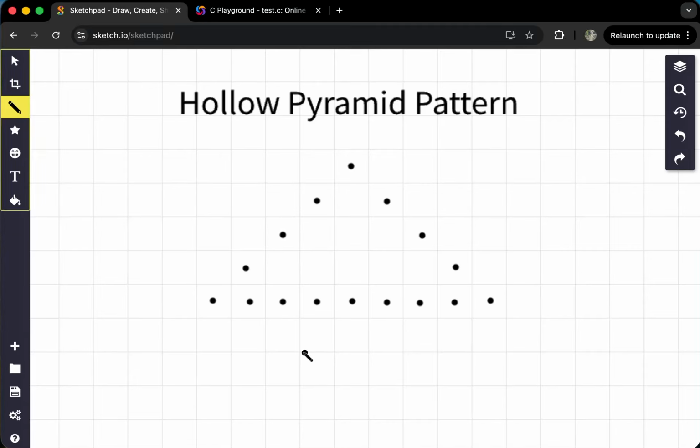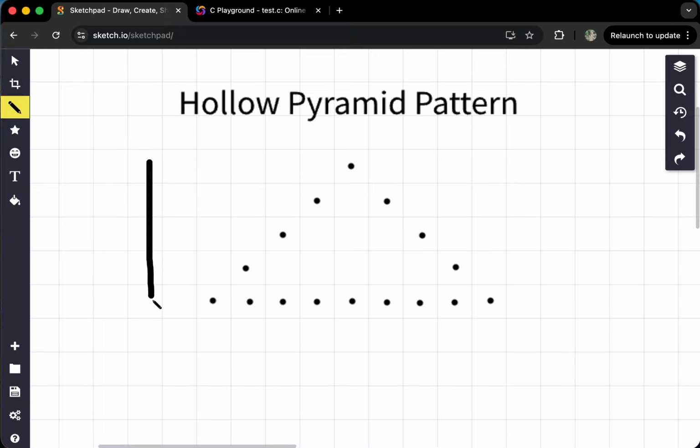Hello everyone. Today let's see how to print hollow pyramid pattern using C programming. So for this pattern, we will take n as input. So n will represent the number of rows or the height of our pyramid.